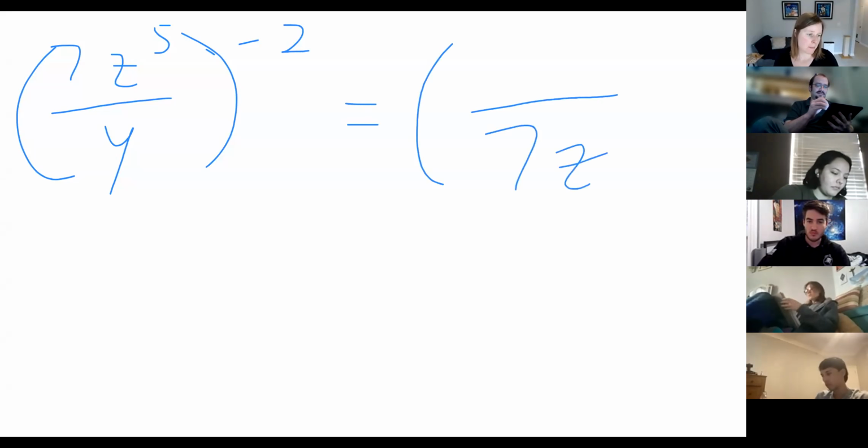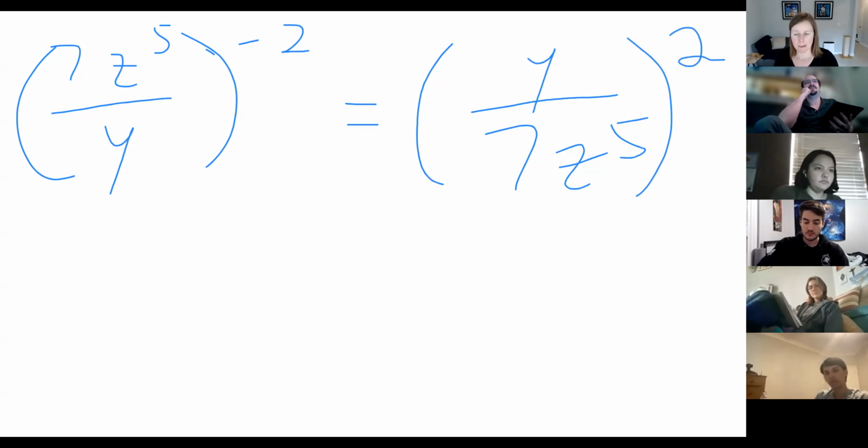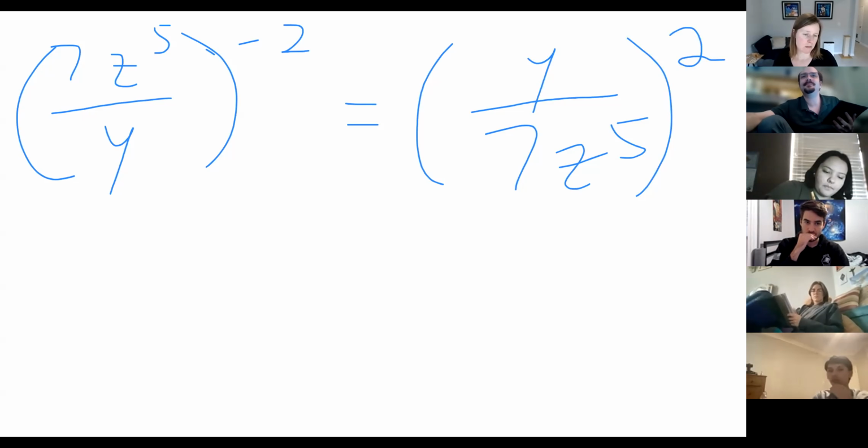This is 7z to the 5th, and this is y on top. And we're doing this to the positive 2 now. So we flip it and we make the exponent positive. And then what do we do? I multiplied everything by 2. Did I do that right? What do you mean, multiplied everything?